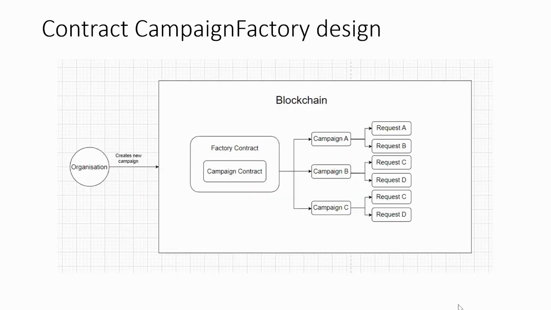This will be the introduction of our campaign factory, which is another contract that houses the campaign contract. A factory contract will allow an organization to create multiple campaigns, and the campaign contract will allow organizations to create multiple requests. And when both of these are combined together, you have a diagram that looks like this.